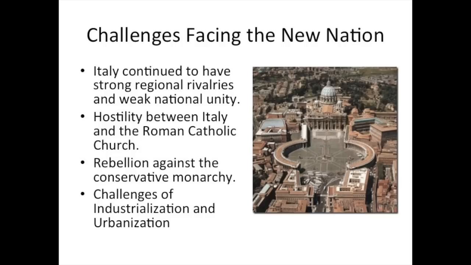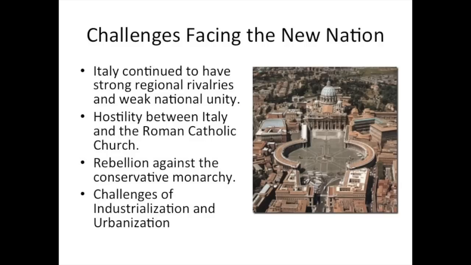Italy, under Emmanuel II, was still a monarchy, and so another problem that they faced was one that we've seen in other nations where there's a monarchy in charge. There were people that wanted to rebel against that monarchy. Socialists organized strikes, and anarchists, or people who wanted to abolish all government, turned to sabotage and violence. And so slowly the monarchy began to grant vote to more people and to pass laws to sort of be a little less conservative, and that appeased the people for the most part.